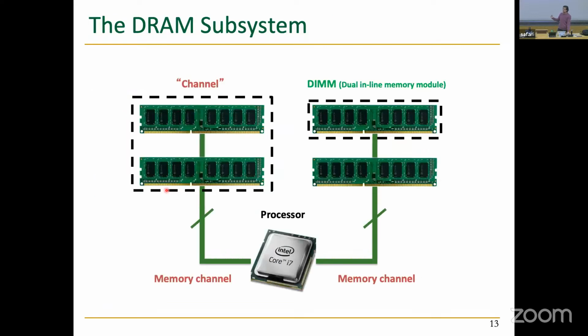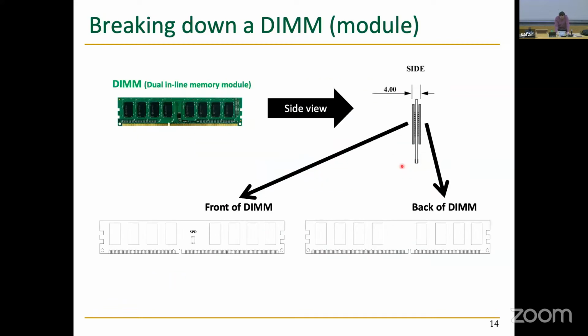So this is a pictorial view of the same thing. You have a processor here in the middle, with 2 memory channels in this system. And inside one channel, you can have multiple modules placed. This is what we mean by a dual inline memory module. As you can see, today's processors can have multiple channels. This is what a module looks like. It can have chips on either side, and you can see the front side of the DIMM and the back side of the DIMM illustrated here.